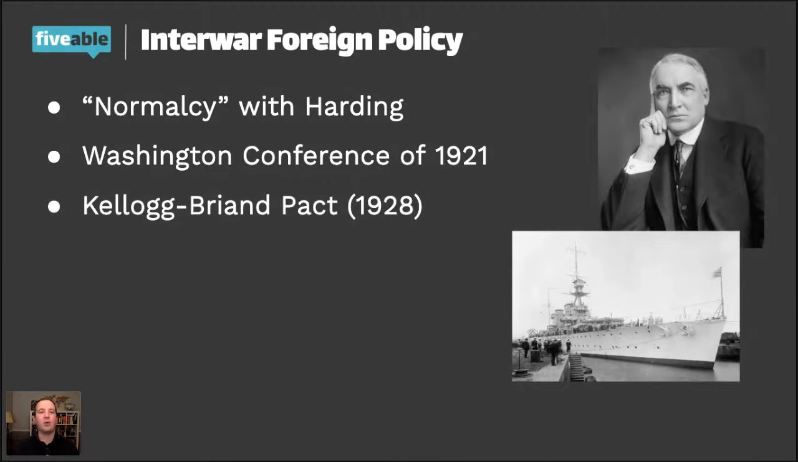Similar with the Kellogg-Briand Pact. The Kellogg-Briand Pact is supposed to make every nation agree not to use warfare as a means to solve their problems. Again, works well until the totalitarian states of World War II, namely your Japan, your Italy, and Nazi Germany, and even the Soviet Union, decide not to use it anymore. So some of these treaties don't tend to be very useful in the long run.